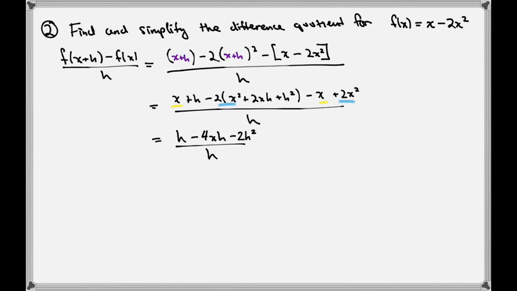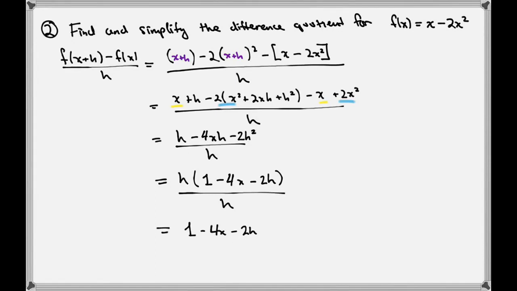In the numerator, there's a factor of h. We'll factor that out. It's h times 1 minus 4x minus 2 times h. Dividing everything by h still. And now that factor of h will cancel, and we'll be left with 1 minus 4x minus twice h. This is the difference quotient of this function, simplified as much as possible.